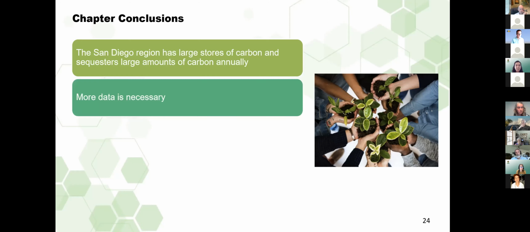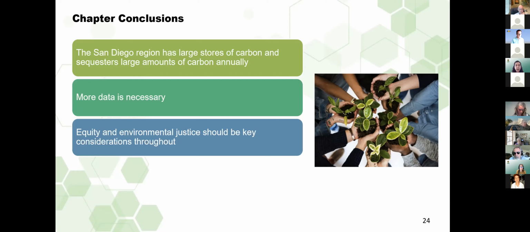Second, this analysis, as well as land use and land management decisions in the region, would benefit from more data on local carbon cycling and regional ecosystem responses to management, restoration, and climate change. Third, equity and environmental justice should inform decisions about natural climate solutions so that communities of concern directly benefit from regional land use, restoration, and urban greening decisions.